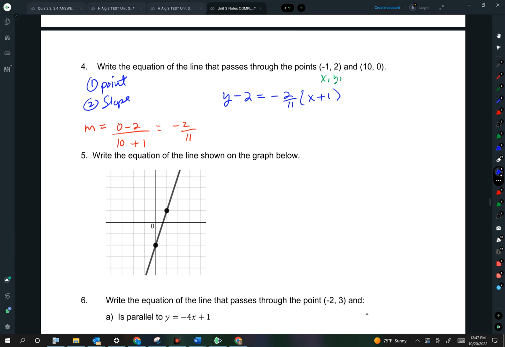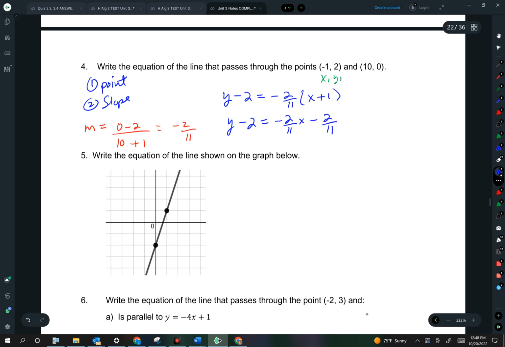So I've got it started. I found my slope. I chose the first point as my x1, y1. I plugged it into my point slope form. And I did want to mention to you on something like this, when you go to solve for y, you're going to have this crazy fraction. I'm going to distribute that negative 2/11ths. So y minus 2 equals negative 2/11ths x. And when I distribute it to the 1, it's going to be a negative 2/11ths.